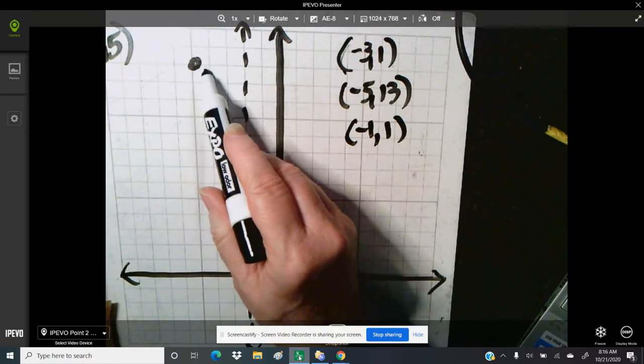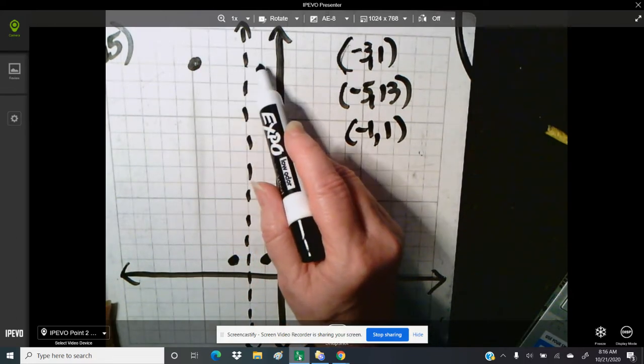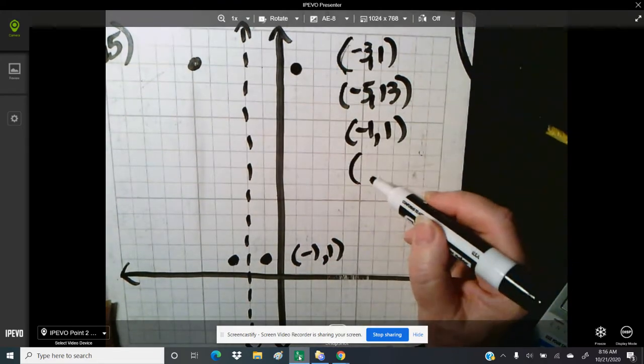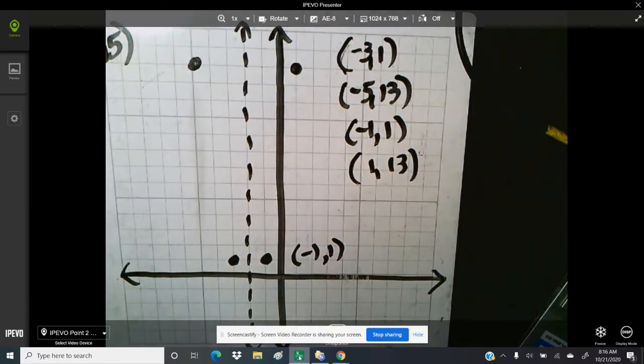I also know, 1, 2, 3, if this is 3 away from the axis of symmetry, it has to be 3 away in this direction. So I know that this would be (1, 13). So now I have 4 points. I don't really need 4 points.